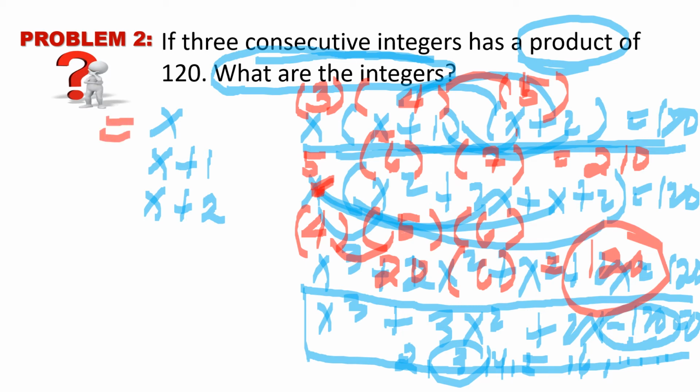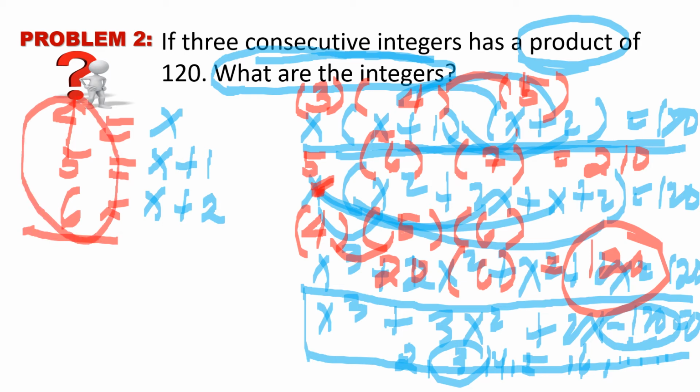So x here is 4, which is the first integer. And then 4 plus 1 is 5. 4 plus 2 is 6. So the three integers are 4, 5, and 6. I hope the problem is clear and it's easy for you to understand.